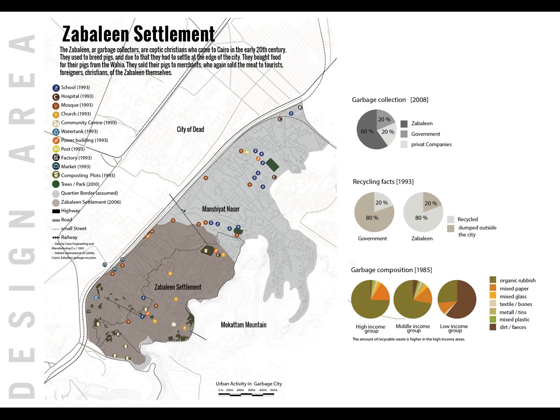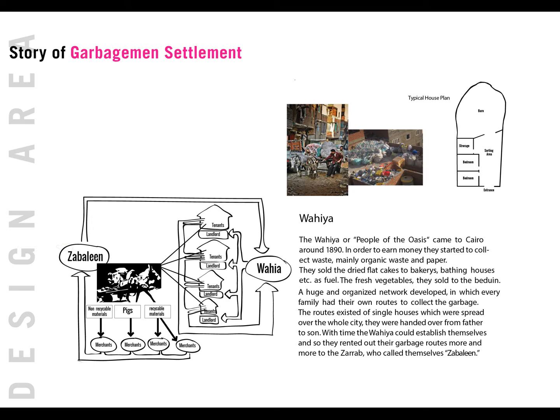The settlement was occupied by the Wahia, or the people from the oasis, who came to Cairo in the 1890s. In order to earn money, they started to collect waste, mainly organic waste and paper. A huge and organized network developed, in which every family had their own route to collect the garbage. The routes consisted of single houses, which were spread over the whole city. They were handed over from father to son.